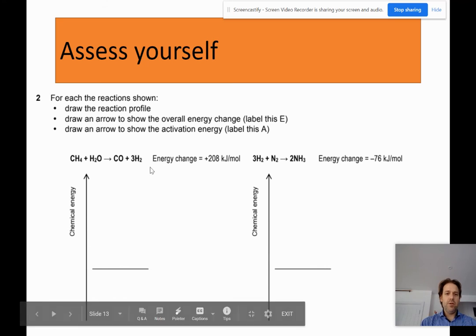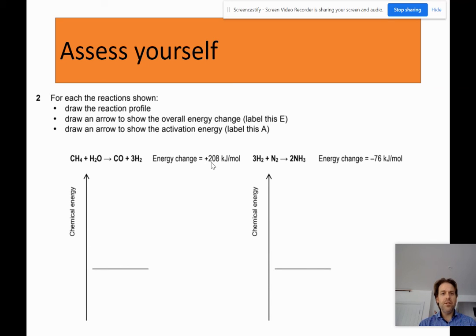So here, on this first one, sketch what you think is going to happen for each of these. We said here we've got an energy change of plus 208, so that means we've got to add 208 kilojoules per mole. So this is an endothermic. And here we've got 76 kilojoules per mole of energy being given out, left over. So this is an exothermic. Let's pause the video, sketch your endothermic and exothermic, and then have a look to see if it's similar to mine, and label activation energy and your overall energy change. That's important.